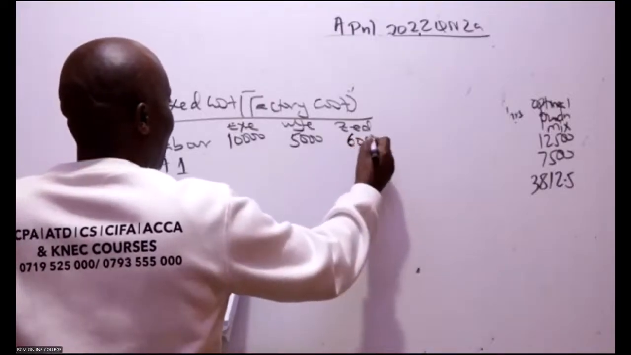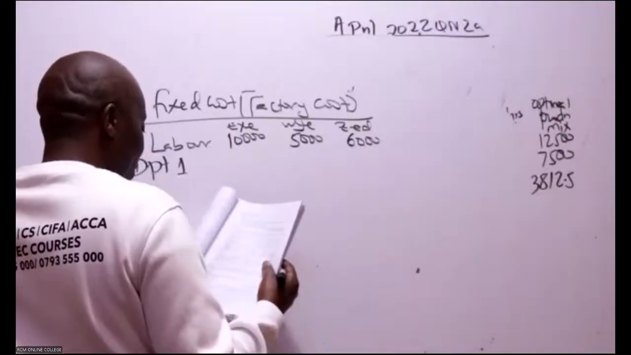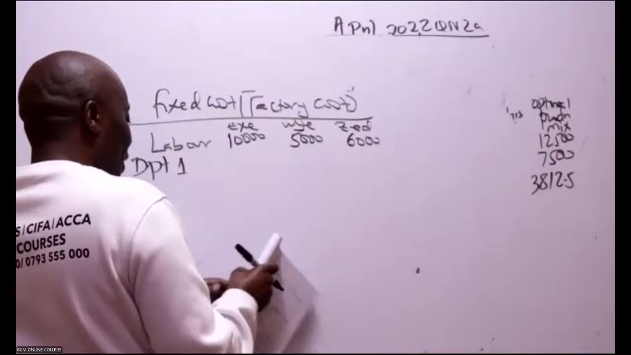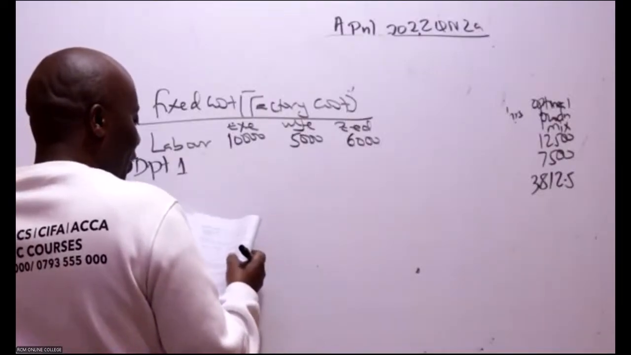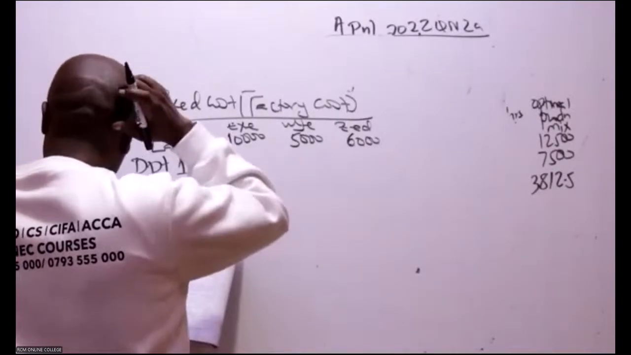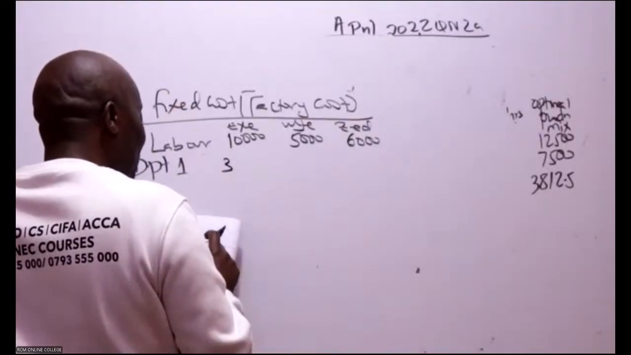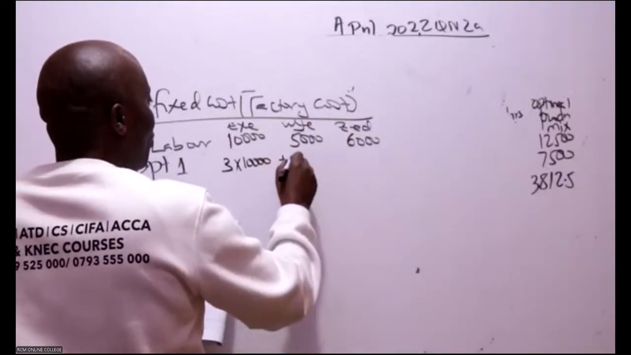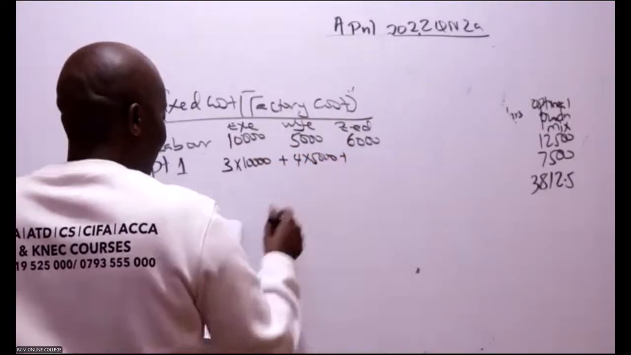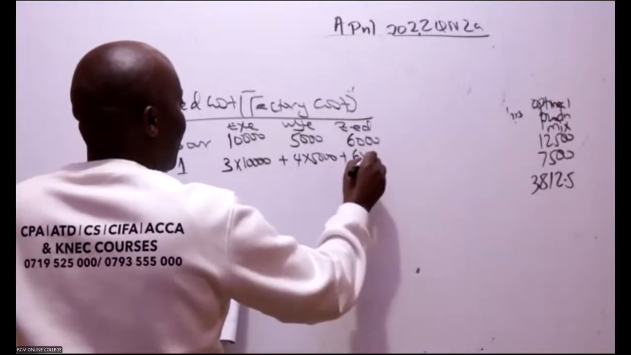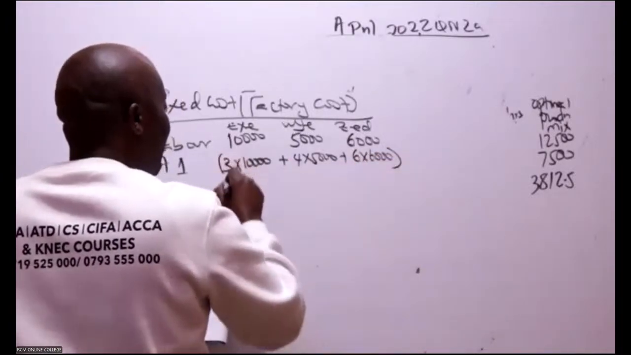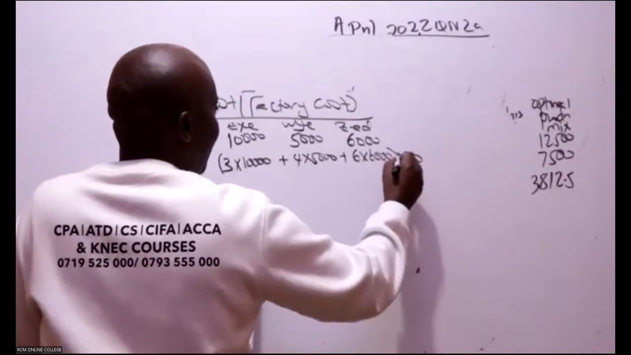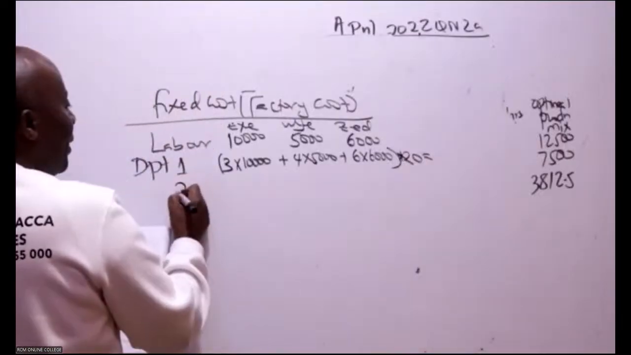6,000. So when we come to department 1, ladies and gentlemen, in terms of labor, I can see the labor hours. So we have here 3, that's per unit, times 10,000, plus 4 times 5,000, plus 6 times 6,000. Whatever we get, these are hours, and we happen to know the rate per hour. For department 1, it's 20. Go to department number 2.